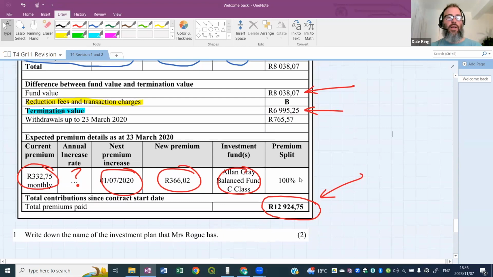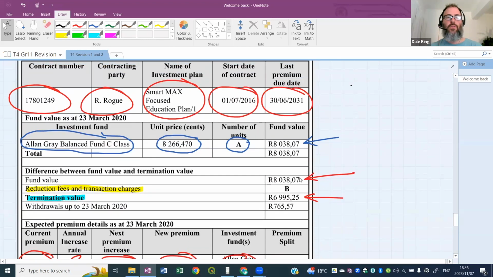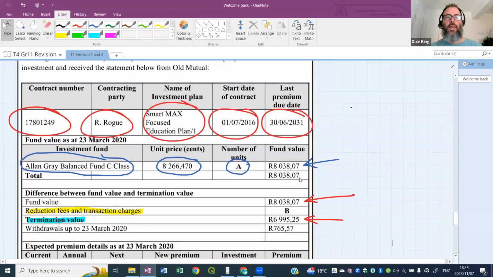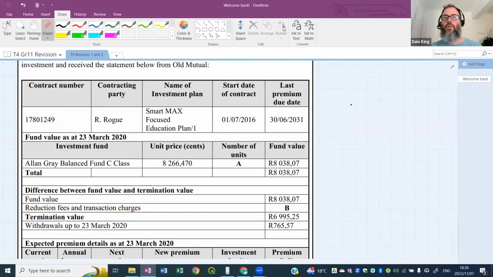Number one, write down the name of the investment plan that Mrs. Rogue has. The name of the investment plan. Where is it? Can you all see? What is the name of the investment plan? Nice and easy, 2 marks. Name of the investment plan.